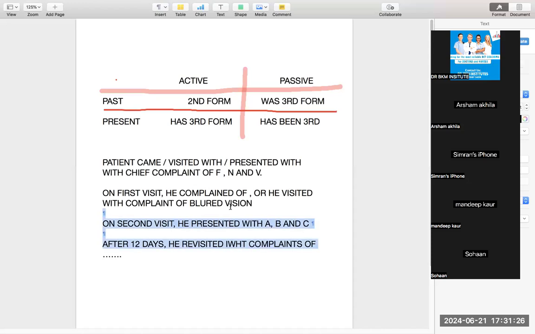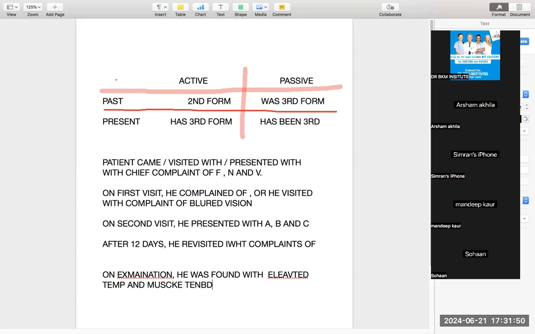This is the grammar that you need to know. And when it is a passive voice, it means on examination. Passive voice means the things which are done by us. You know, examination is done by us. Us means nurses and doctors and hospital. On examination, he was found with elevated temperature and muscle tenderness.